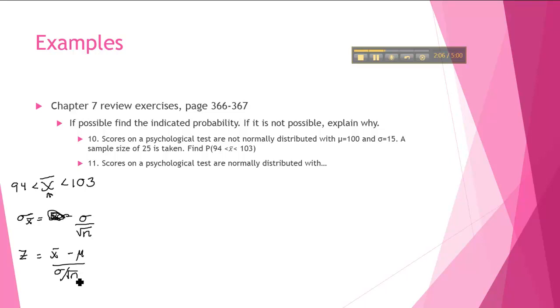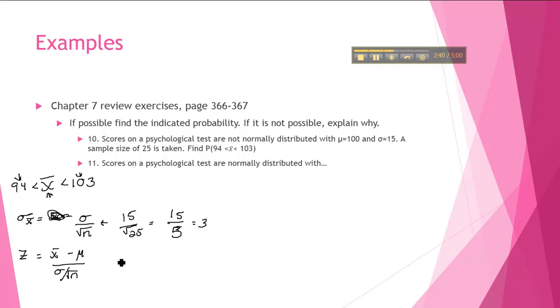Okay, so the first thing I'm going to do is calculate this statistic. I have 15 over the square root of 25, which is 15 over 5, which equals 3. So our standard error is 3. Now I need to find the z-score for both of these.